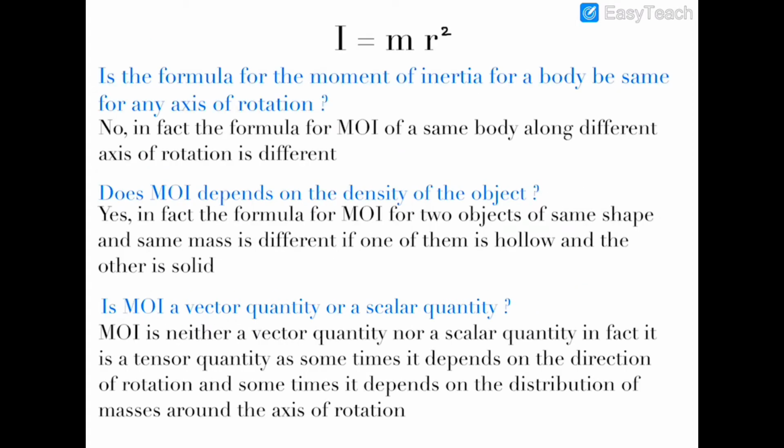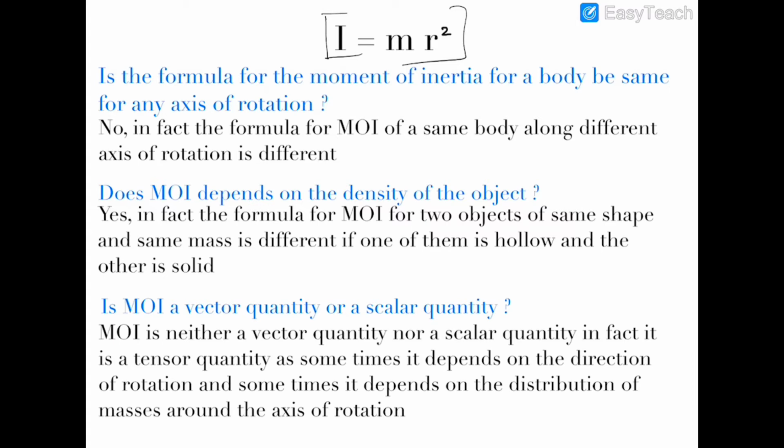The formula of moment of inertia, which is experimentally derived, is I = mr², where m is the mass of the object and r is its distance from the axis of rotation. So this is the general formula for the moment of inertia of any rotating object.